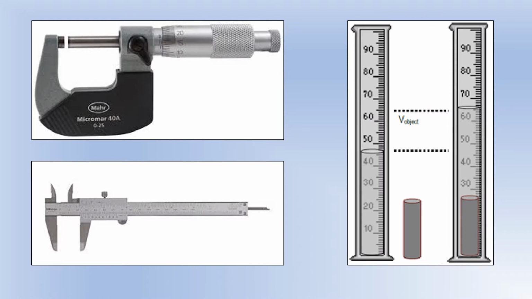Okay, so just to show you a couple of devices I've referred to, the micrometer is the top left and a vernier caliper is the bottom left. So these are devices which are more precise for measuring small dimensions. And then, as we were saying, to get the volume of an irregular shaped object, what we do is we submerge it under liquid, it will probably be water, and we're interested in the volume change because that would be the volume of the object.